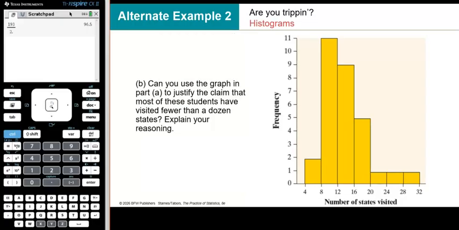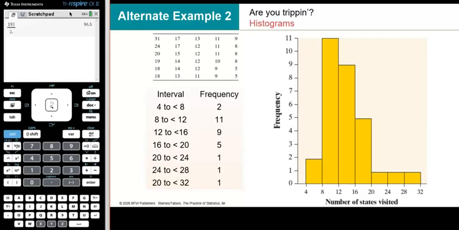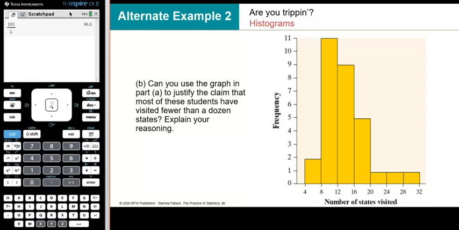Can you use the graph in part A to justify the claim that most of the students have visited fewer than a dozen states? So it looks like 2 plus 11 is 13. So how many students are in the class? There's 30 students. So 2 plus 11 is less than half. Oh, well, 2 plus 11. So fewer than a dozen. No, not fewer than a dozen.